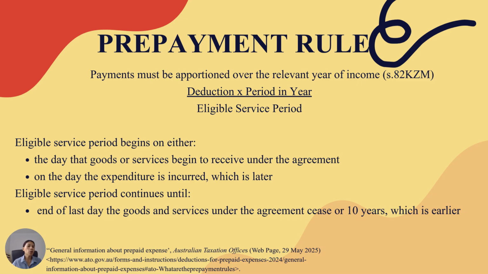What's the prepayment rule? The payments must be apportioned over the relevant year of income. Under Section 82KZM, we have the formula outlined here: the expenditure or deduction multiplied by the period in year, which is the total days of goods and services that will be received in the current financial year, divided by the eligible service period, which is the total number of days of goods and services that will be received. I have outlined more details on the eligible service period definition, which has to not exceed 10 years.